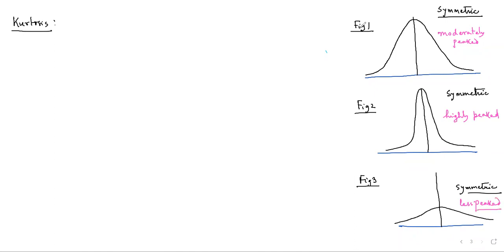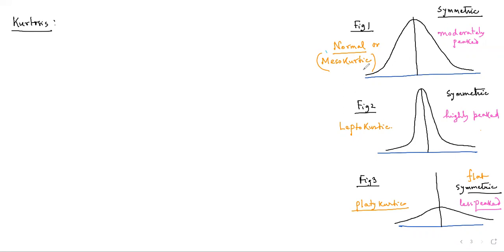In statistics, they have got some special names. Moderately peaked curves are called normal or mesokurtic curves. Highly peaked curves are called leptokurtic curves. And less peaked curves, also called flat curves, are called platykurtic curves. All of these curves are symmetric, but their peakedness is varying.